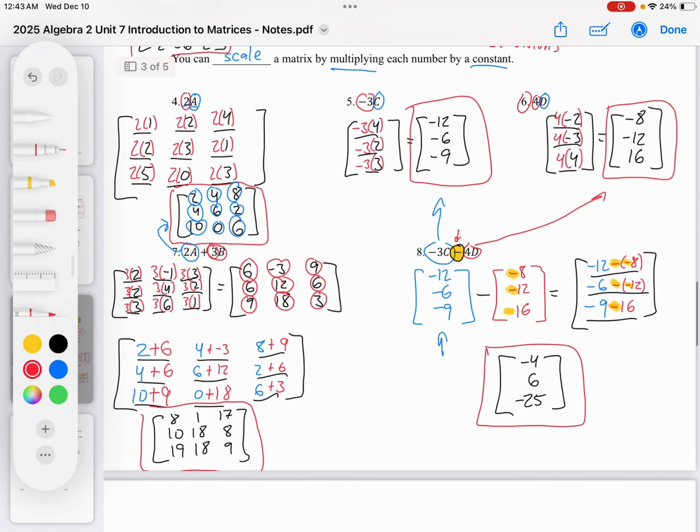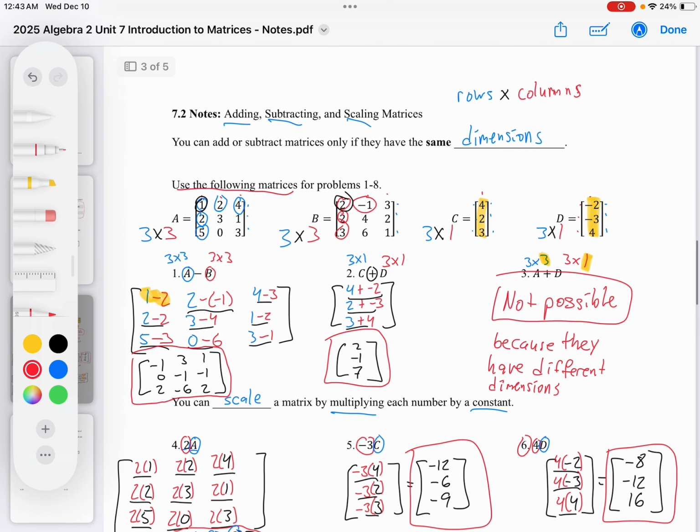So now you should be able to do the 7.2 practice. Make sure you do that before you continue on to the video for the 7.3 notes.